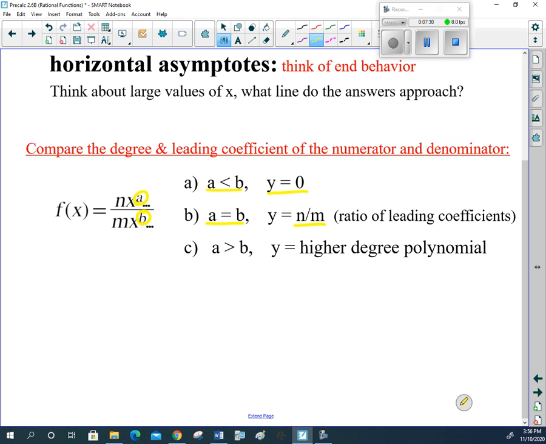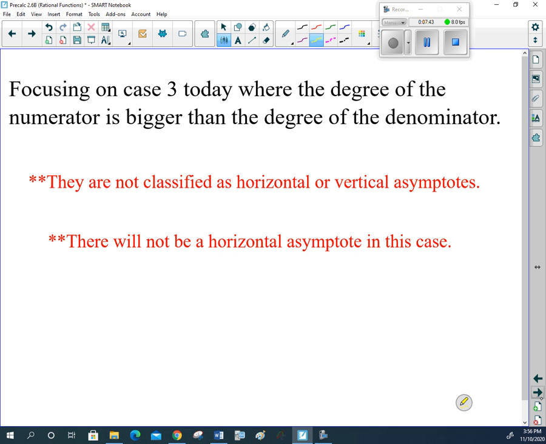And so today we're going to talk about what happens when a is greater than b, so when the numerator is bigger than the denominator. That's going to turn out to be a higher degree polynomial asymptote. So first of all, we're focusing on case 3. Case 3 asymptotes are not classified as horizontal or vertical asymptotes. They're going to have their own names. If the numerator is bigger than the denominator, you're going to have a whole other name to call it. It's not a horizontal asymptote. It's not a vertical asymptote.